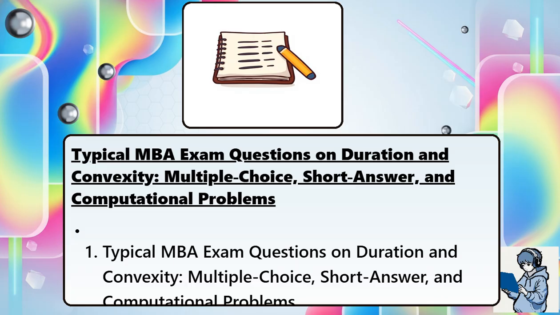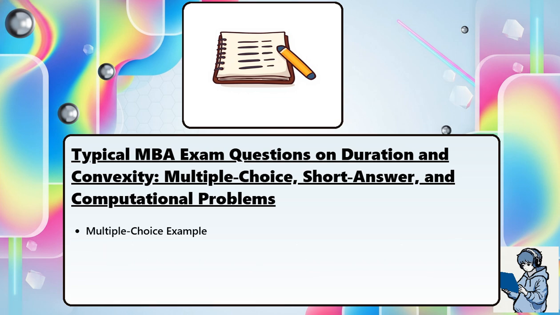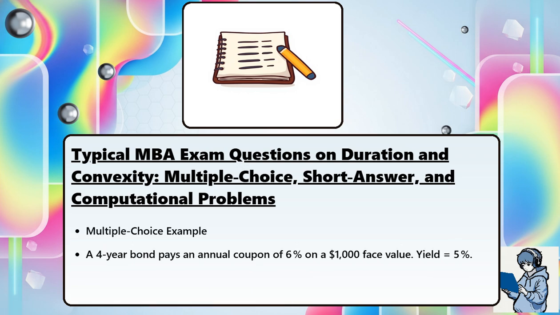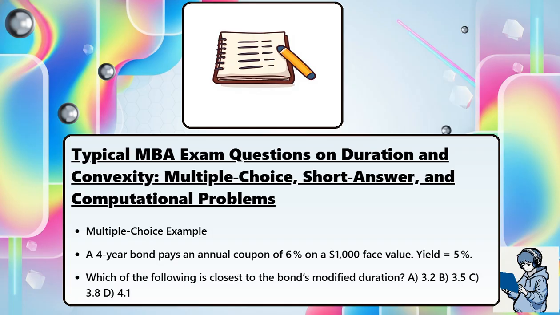8. Typical MBA exam questions on duration and convexity. Multiple choice, short answer, and computational problems. Multiple choice example. A 4-year bond pays an annual coupon of 6% on a $1,000 face value. Yield equals 5%. Which of the following is closest to the bond's modified duration? A 3.2, B 3.5, C 3.8, D 4.1.